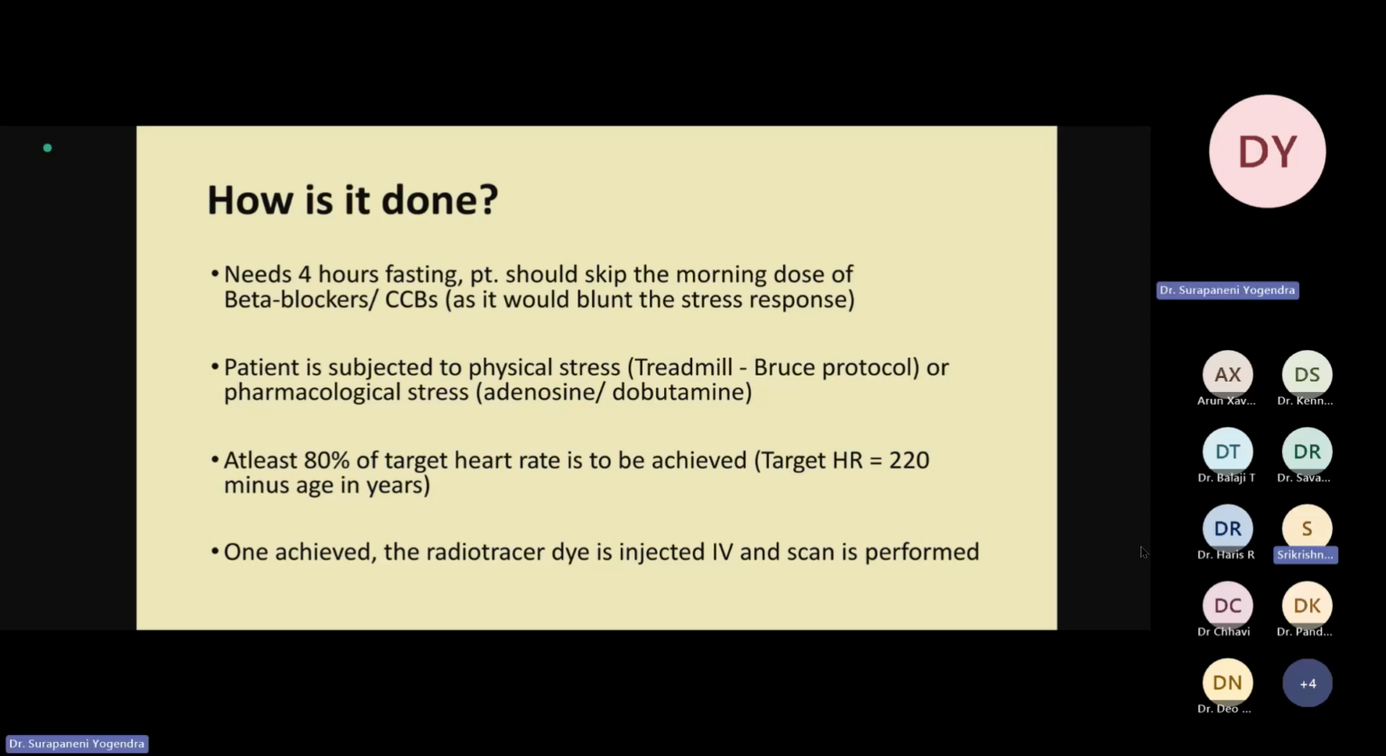The entire imaging is ECG gated and the images are recorded in conjunction with the cardiac cycle based on the RR interval. The radiotracer dye has no contraindications such as renal or liver failure, as it spontaneously decays over time and gets excreted. So this is the gamma camera.